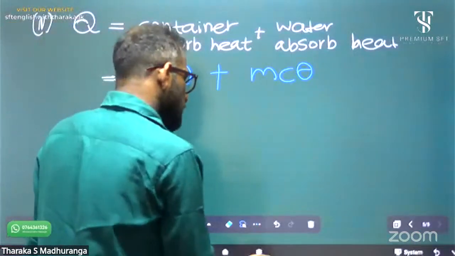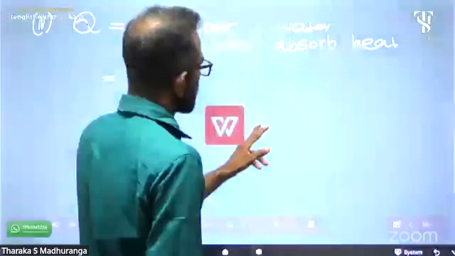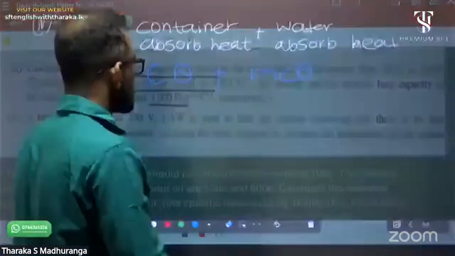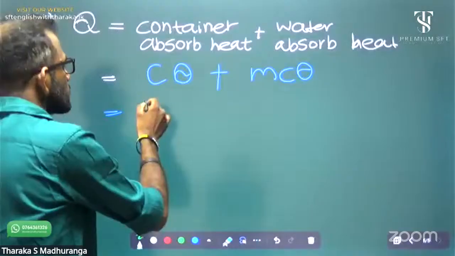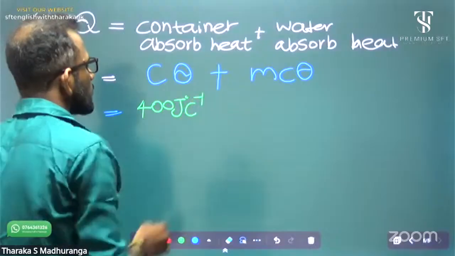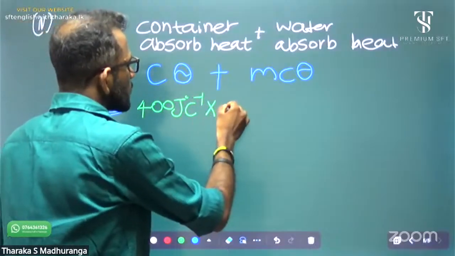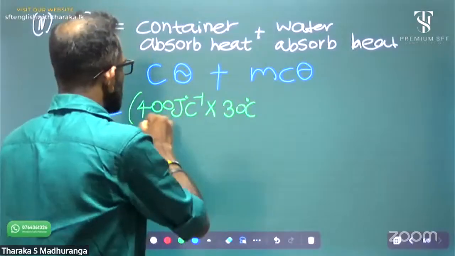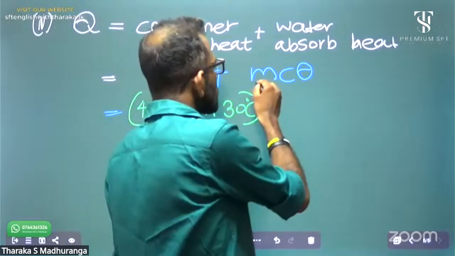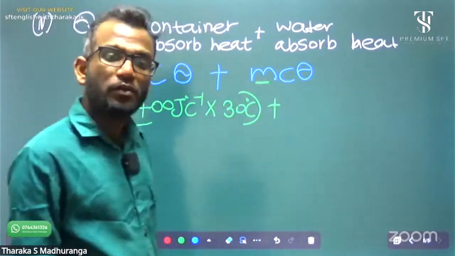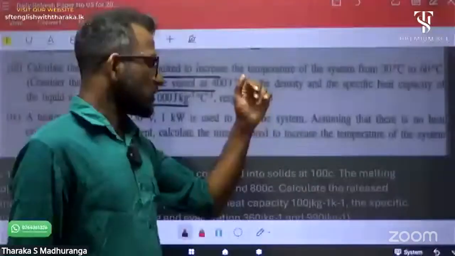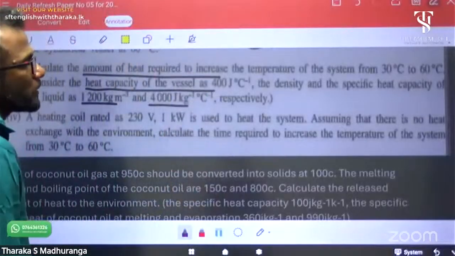Okay, how about the container's heat capacity? Container heat capacity is 400 joules per Celsius, sorry, not per second. 400 J Celsius minus 1 into 30 Celsius. This is the container absorbed heat. Before calculating the water absorbed heat, we have to calculate the mass of the liquid.